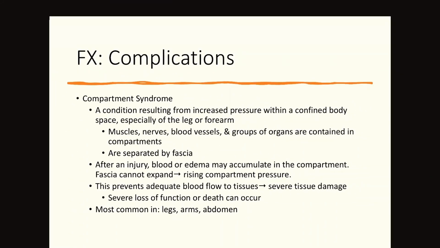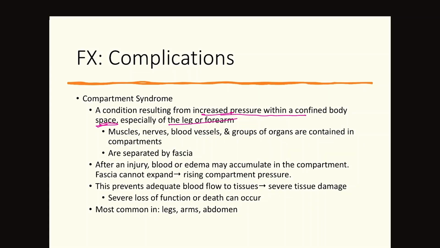Compartment syndrome is another big one, complication with fractures. It's a condition resulting from increased pressure within a confined body space, usually the leg or the forearm. So if you got a crush injury on your forearm, remember, the first thing that's going to happen when you break an arm, break a bone? Hematoma formation, all that bleeding going on.